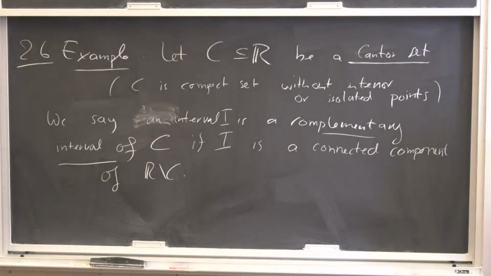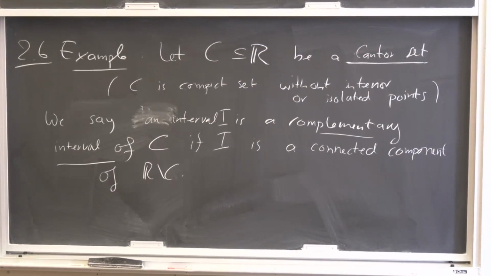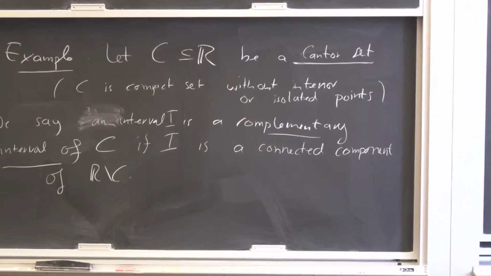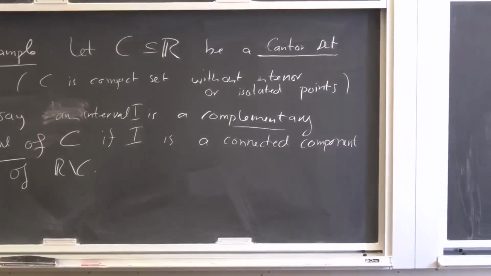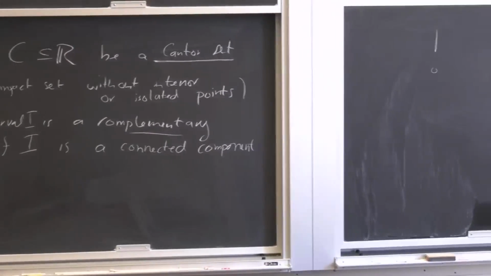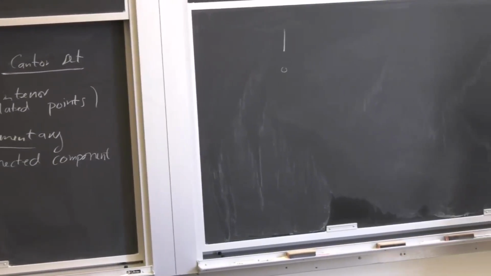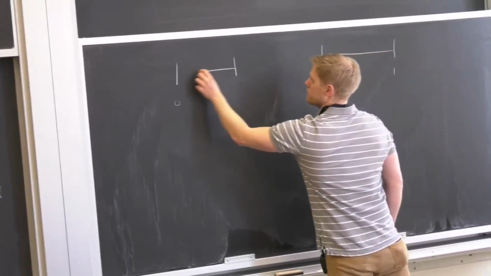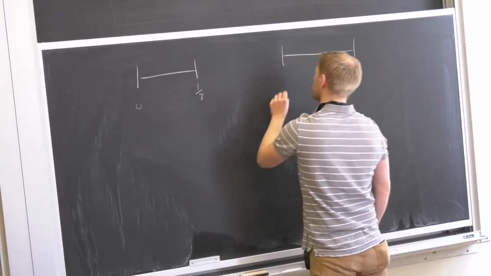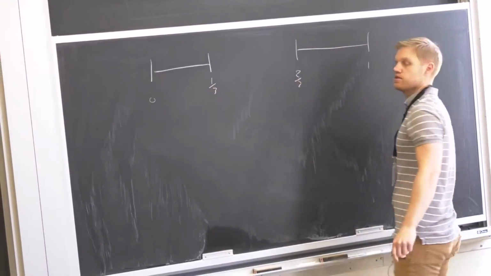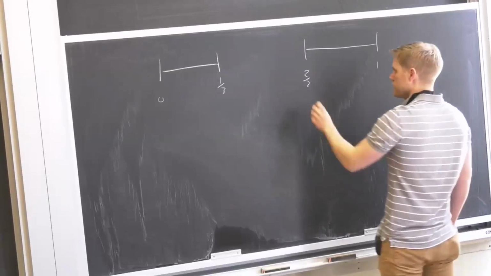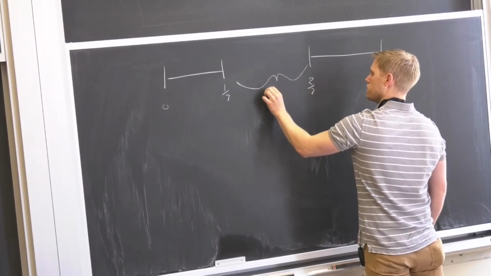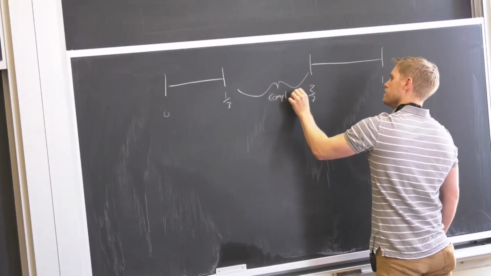So the picture you should have in mind, I'm glad that I can also draw a picture for a change. Let's say you take your ternary Cantor set. How do you get your ternary Cantor set? You get this by removing the middle third intervals, right? So this is 2/3, this is 3/3, so this is your first step. And this one here would be one of these complementary intervals.